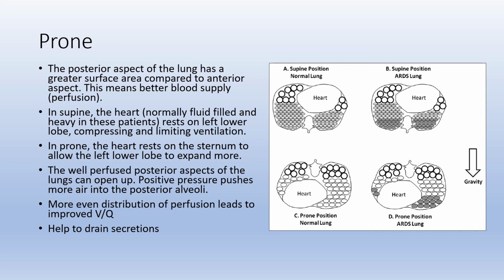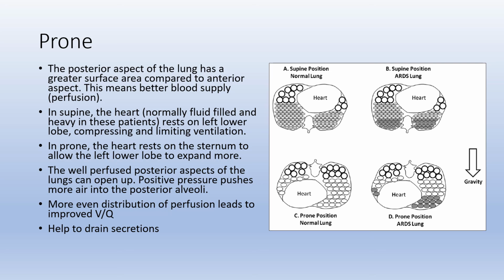In prone, when you turn the patient over, the heart then rests on the sternum. The chest wall's then fixed against the bed, and the chest can expand better. Particularly the left lower lobe can expand more where you've not got the heart pressing down on it. Then you've got the well-perfused posterior aspects of the lungs, which can open up. Gravity will create more of that perfusion to move again, but what happens is you get a more even distribution, more homogeneous perfusion throughout the lung, and that leads to better VQ.